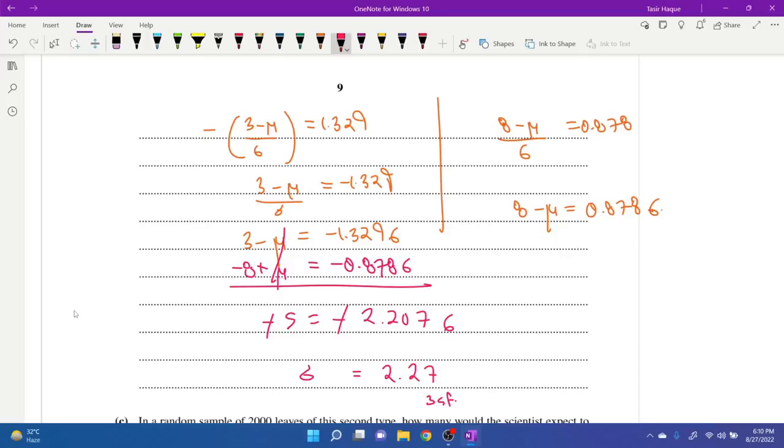And what about mu? So 8 minus mu is equal to 0.878 times 2.27. I'm using my calculator answer though. So I'm getting a value of mu equal to 6.01 to 3SF. Okay, these are my answers. All right.